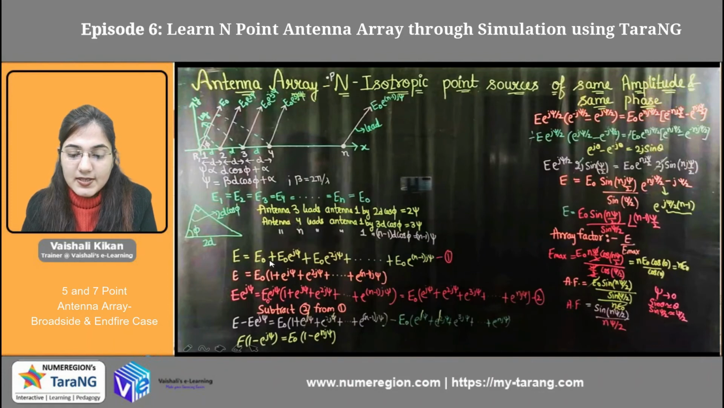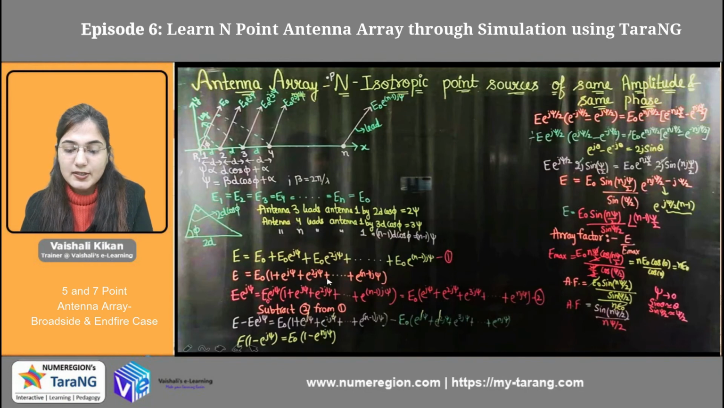So I can represent the total electric field as E naught for antenna 1, E naught e raised to power j psi for antenna 2, E naught e raised to power 2 j psi for antenna 3, and similarly E naught e raised to power N minus 1 j psi for antenna N. So I can take the E naught common and I will be having E is equal to E naught times 1 plus e raised to power j psi plus e raised to power 2 j psi plus so on plus e raised to power n minus 1 j psi.